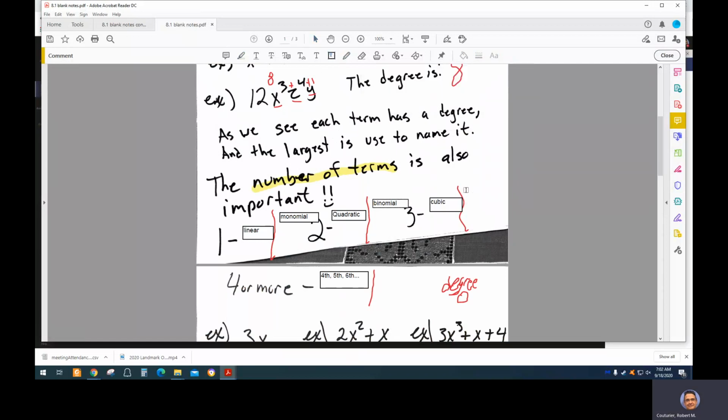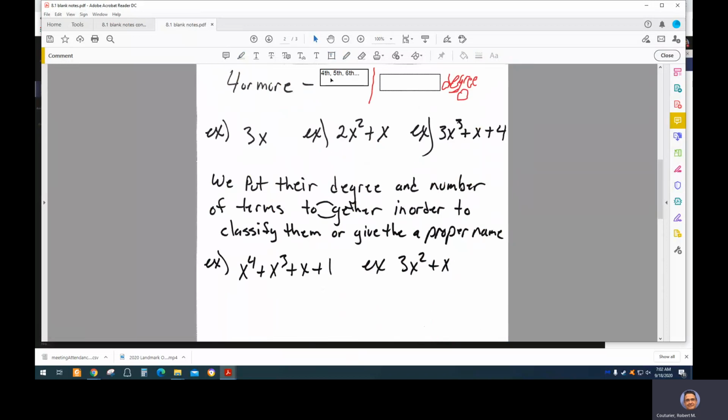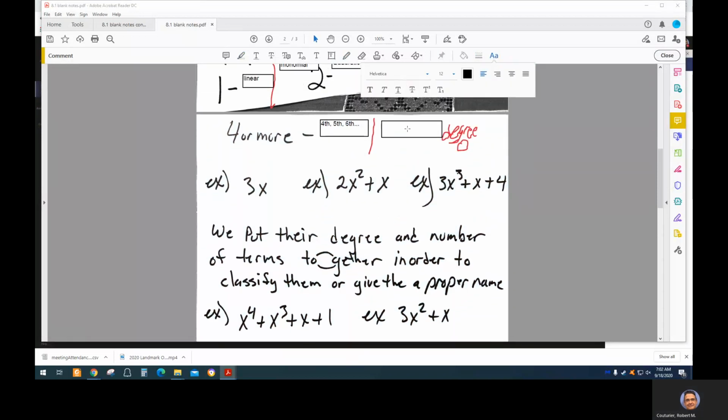For 3, we have our special term. Yeah, that's right. You're thinking tricycle, trinomial, triceratops. All those mean 3, that prefix. And here we go, if we have 4 or more, doesn't matter how many extra terms are there afterwards, we just simply call it a polynomial. And that's because poly means more than 1.